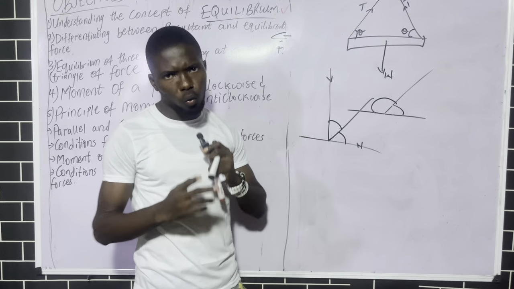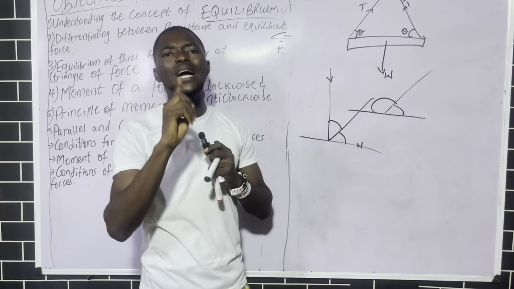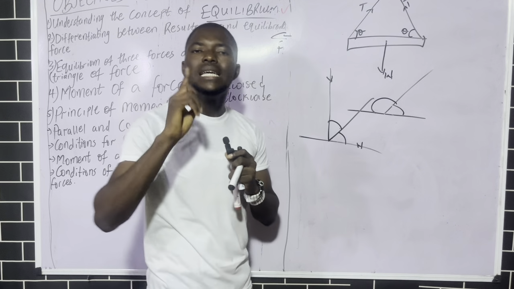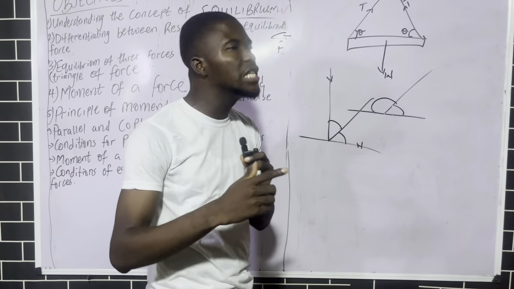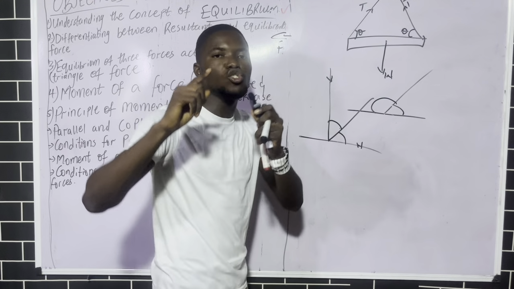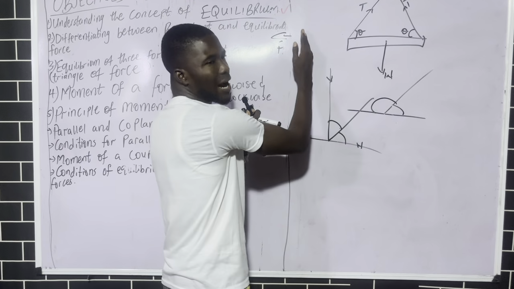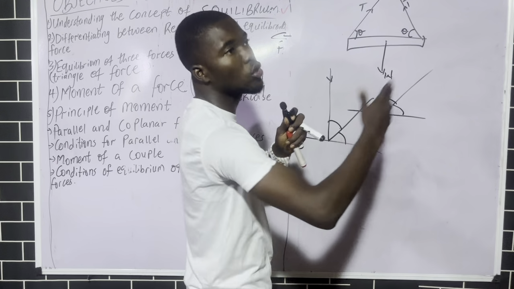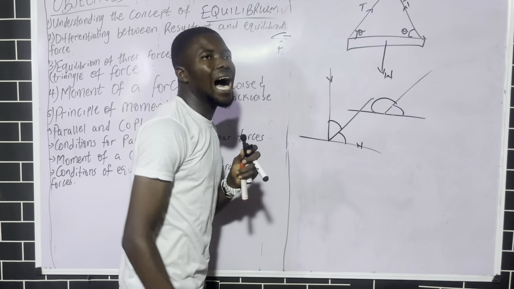When we are dealing with vector quantities, once a vector quantity is making an angle like this, the best thing to do is to resolve it. You always resolve it either to the horizontal or to the vertical. And there are two ways.